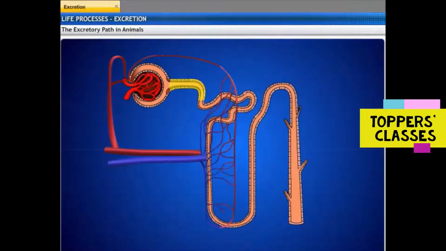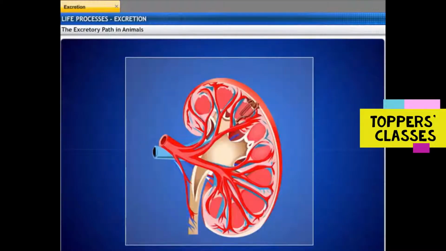The renal tubule leads away from the Bowman's capsule and becomes highly coiled to form the proximal convoluted tubule. The tubule makes a hairpin loop called the loop of Henle and joins the distal convoluted tubule. The distal convoluted tubule opens into a collecting duct which passes into the renal medulla.